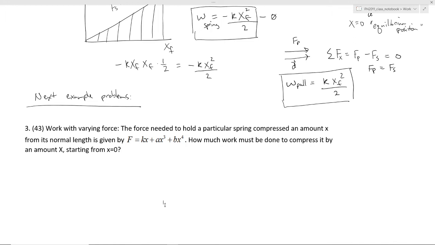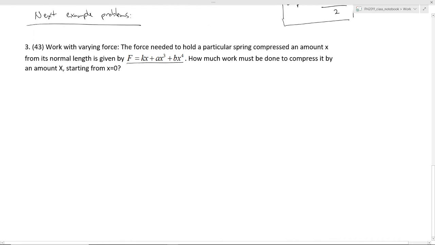So this is a variation on the spring problem that we just talked about, except our spring is a little more complicated. So we have this relationship. And instead of stretching the spring, we're compressing it. And so let's draw ourselves our little cartoon here. We have a spring, and notice that it says the force needed to hold a particular spring compressed.